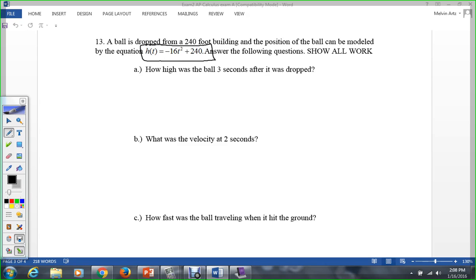So if we plugged in 3, we would have h of 3 equals negative 16 times 3 squared plus 240. So we have negative 48 plus 240. So that looks like it's 196 feet.